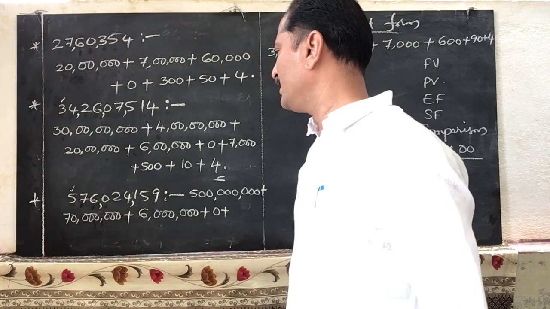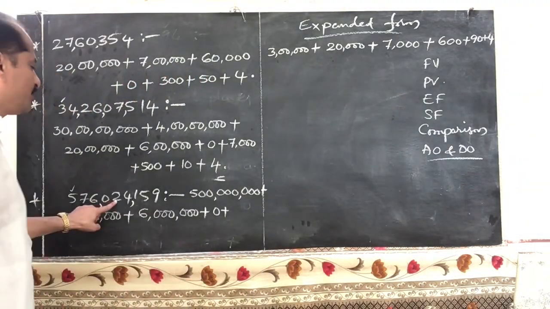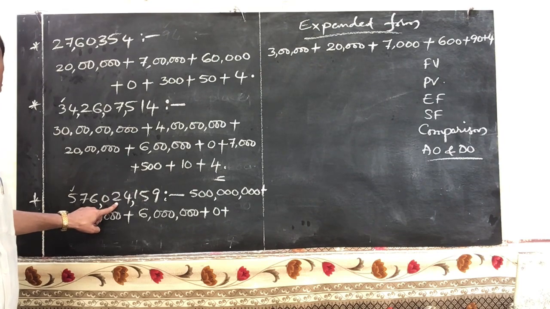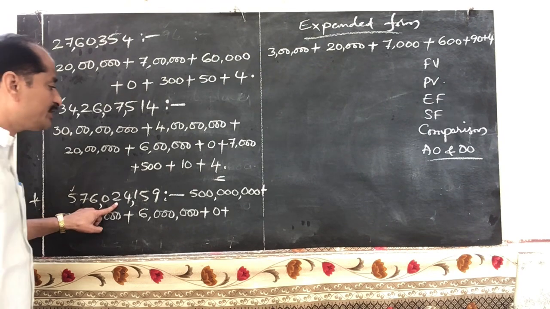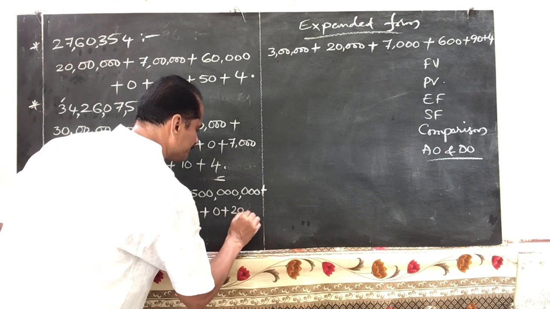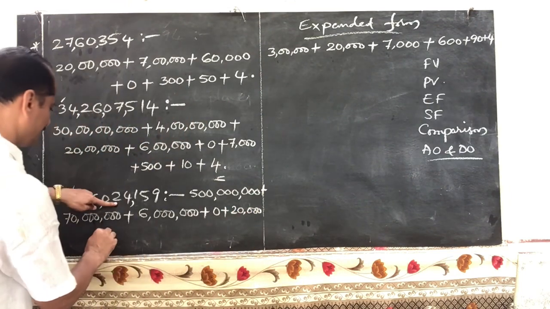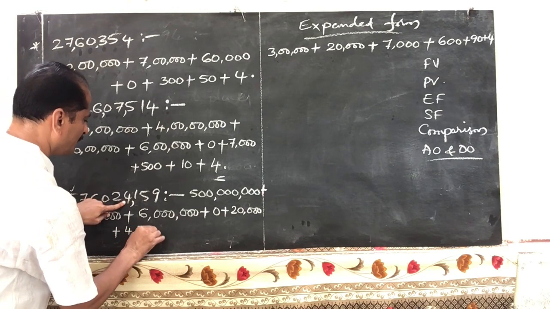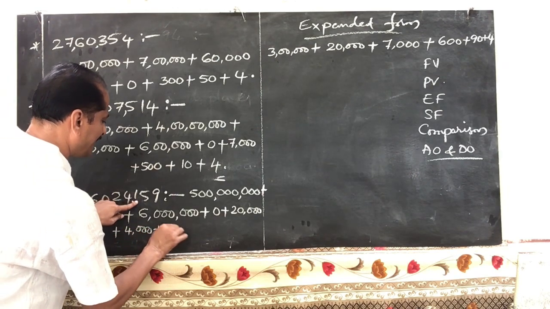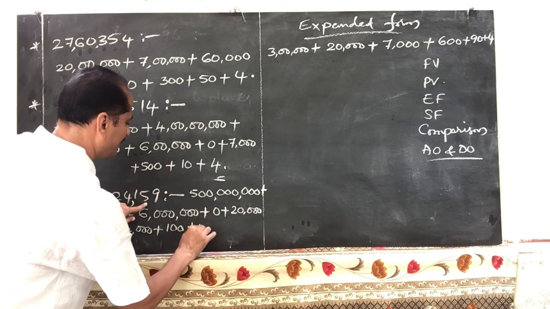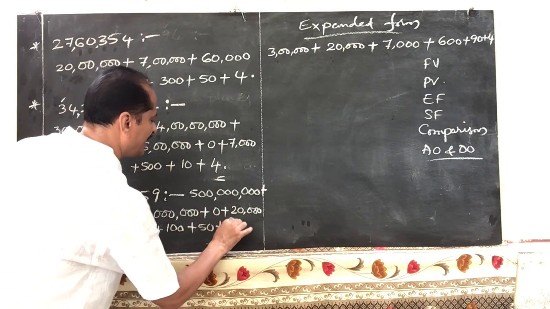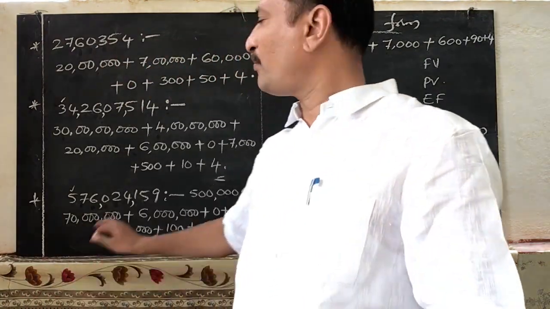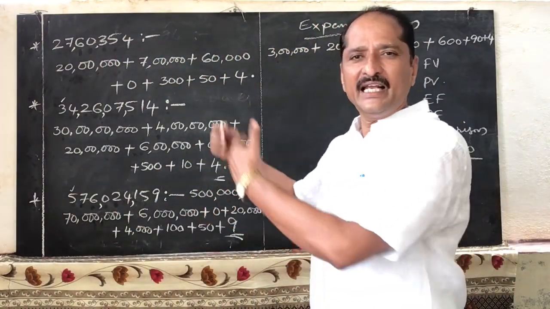Okay, now 2. The place value of 2. It is in which place? The 10,000's place. So 2 into 10,000 is 20,000, plus 4 into 1,000, 4,000, plus 1 into 100, 100, plus 5 into 10, 50, plus 9 into 1, 9. So this is how to write the expanded form of any number in any system.